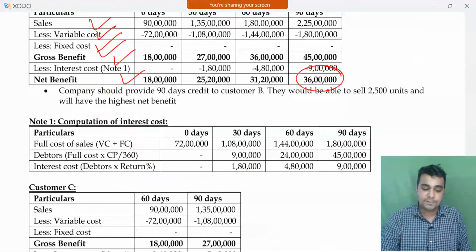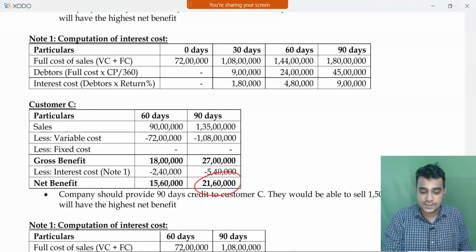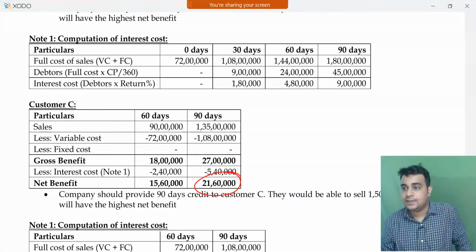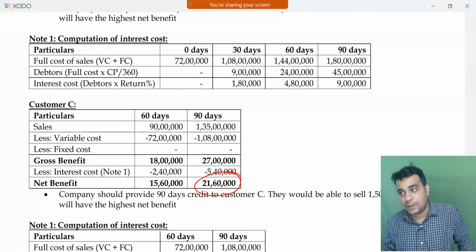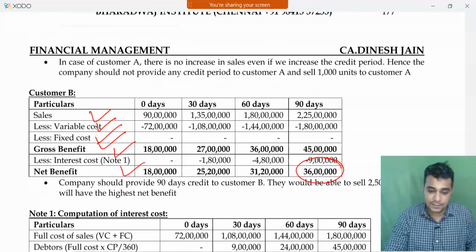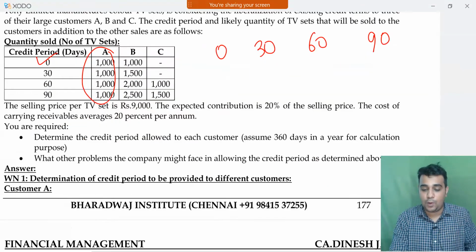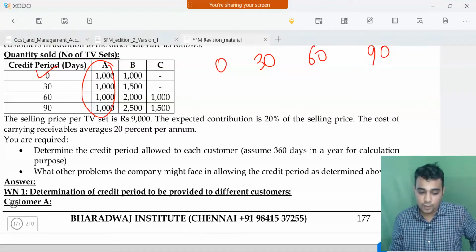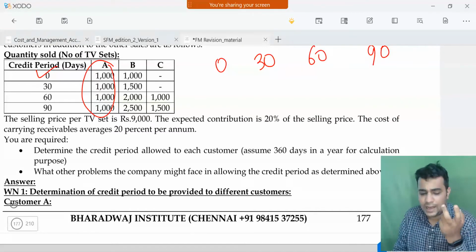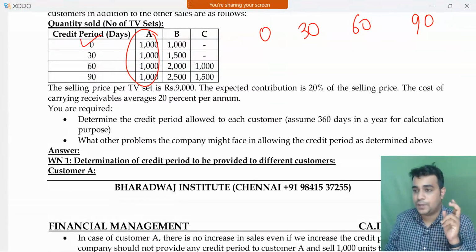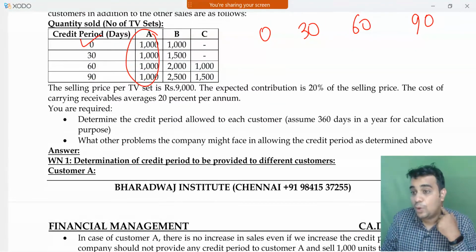A similar statement you will have to do for customer C. The net benefit is highest for 90 days. So for both of them, the net benefit is highest at 90 days. You will have to do the statement which I have told till now, but you will have to do it customer wise. Now another thing they are saying is, what are the problems the company might face in allowing the credit period as mentioned above. Now the analysis says customer B you have to give a 90-day credit period, customer C you have to give a 90-day credit period, customer A no credit period.